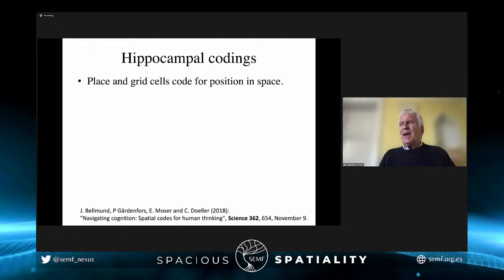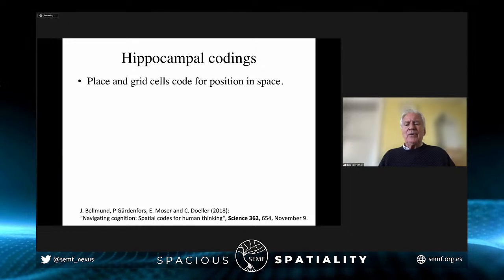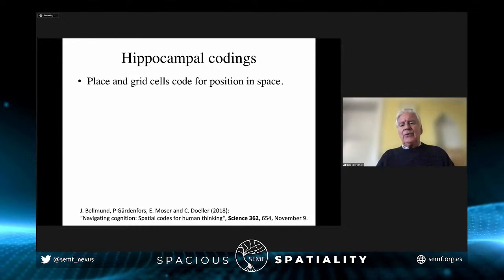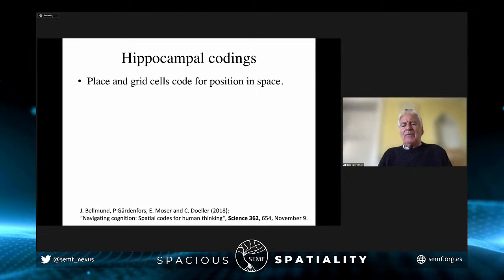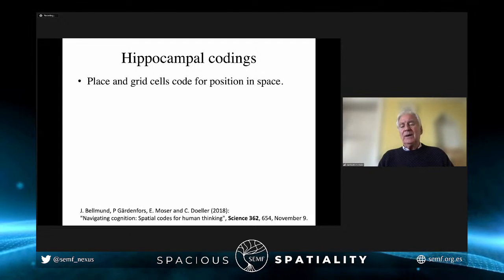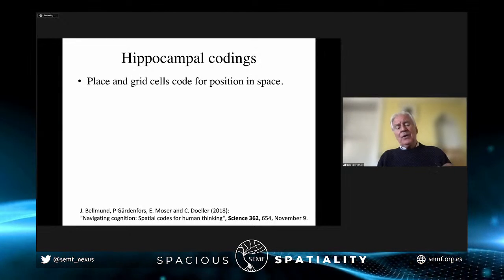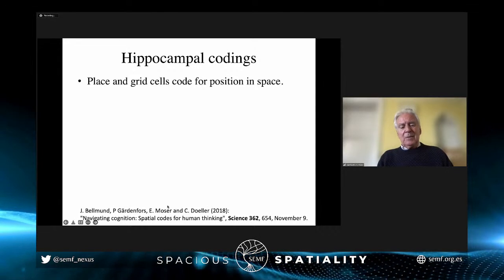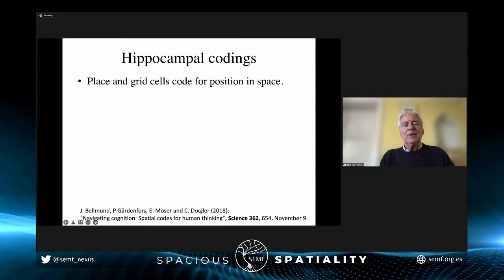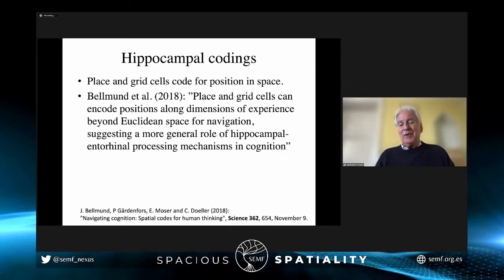But at the same time, it was well known that the hippocampus is essential in forming memories. People who got damage to their hippocampi lost the possibility of forming new memories. So how could the hippocampus have this double role of representing both space and being involved in forming episodic memories? That was an enigma for some time. And then I got involved in a group, Moser is in Norway, but Jakob Bellmund and Christian Doeller are in Leipzig, at a Max Planck Institute. So we had the idea that what the hippocampus is really doing is representing conceptual spaces.